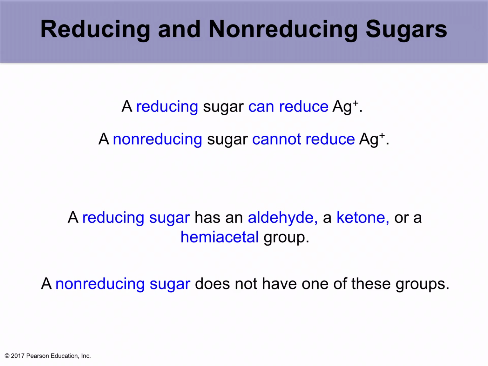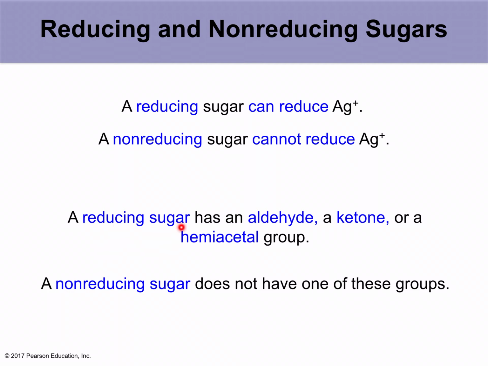Let's talk about reducing and non-reducing sugars, and we'll try to identify what those kinds of sugars are. A reducing sugar basically can reduce a silver ion. A non-reducing sugar cannot reduce a silver ion. So how do you identify these reducing sugars?